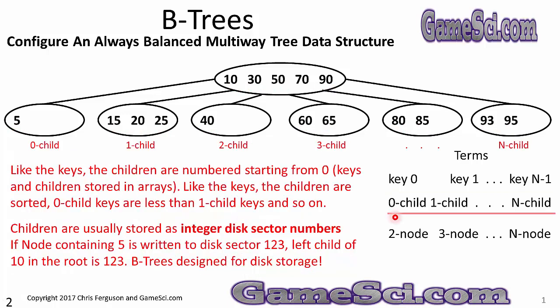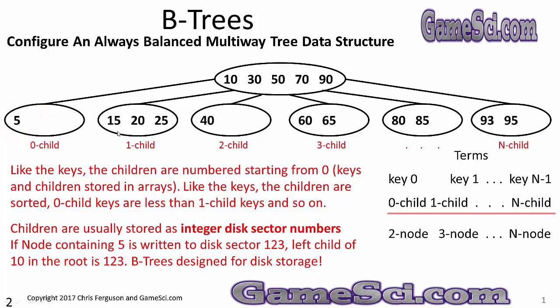More terms. 0 child, 1 child, ... to n child. Like the keys, the children are numbered starting from 0. Keys and children are stored in arrays. Here's the 0 child, the 1 child, the 2 child, the 3 child, ... over to the n child. Like the keys, the children are sorted. 0 child keys are less than 1 child keys, and so on.